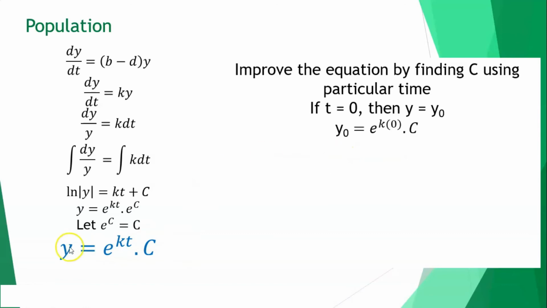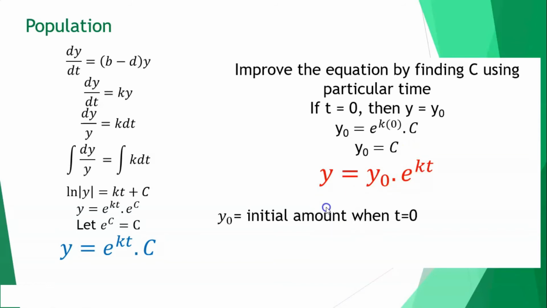Substituting, y of 0 is equal to e to the power of k times 0, since it's our time, times c. e to the power of 0 is 1. Therefore, our c here is equivalent to y of 0. Now, again, substituting into the original equation, we will have y equals y of 0 times e to the power of kt.